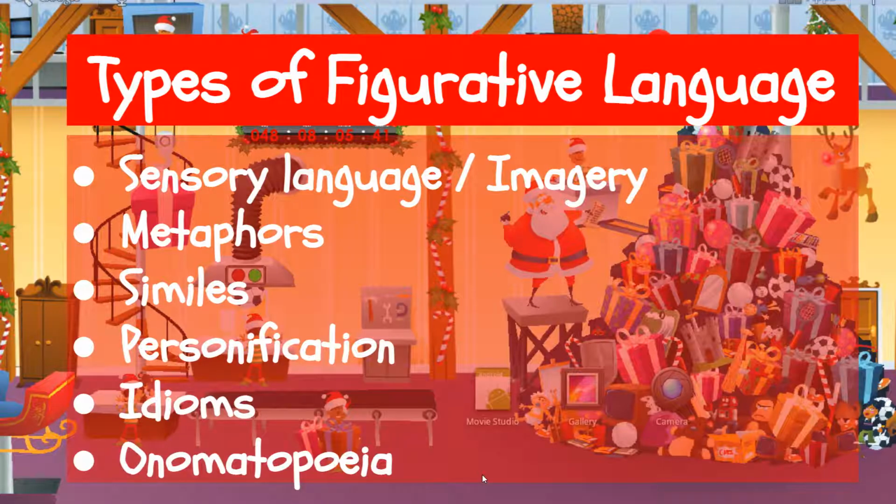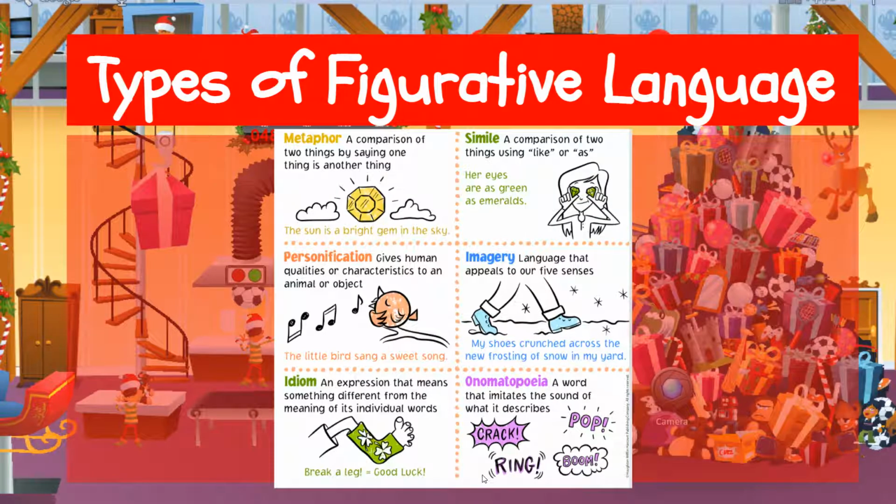Metaphors and similes are closely related, and we're going to look at both of those. Personification, idioms, and onomatopoeia. So metaphors are a comparison of 2 things by saying one thing is another thing, like the sun is a bright gem in the sky. Whereas a simile is comparing 2 things using like or as. So her eyes are as green as emeralds. A metaphor would be saying her eyes are emeralds, and a simile says her eyes are as green as emeralds.